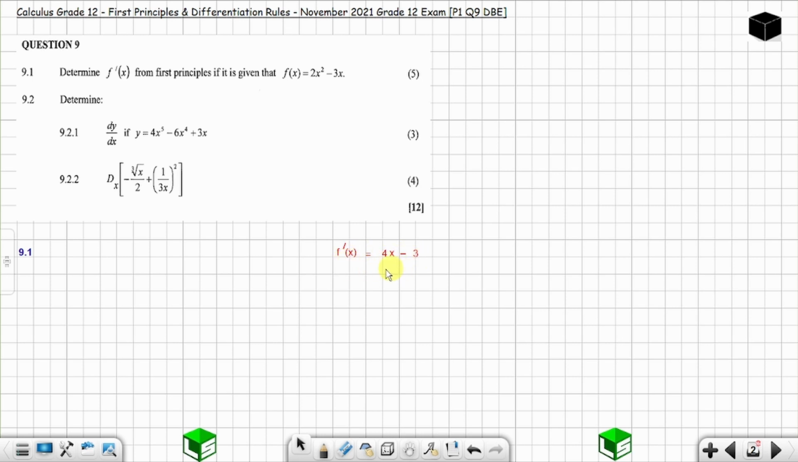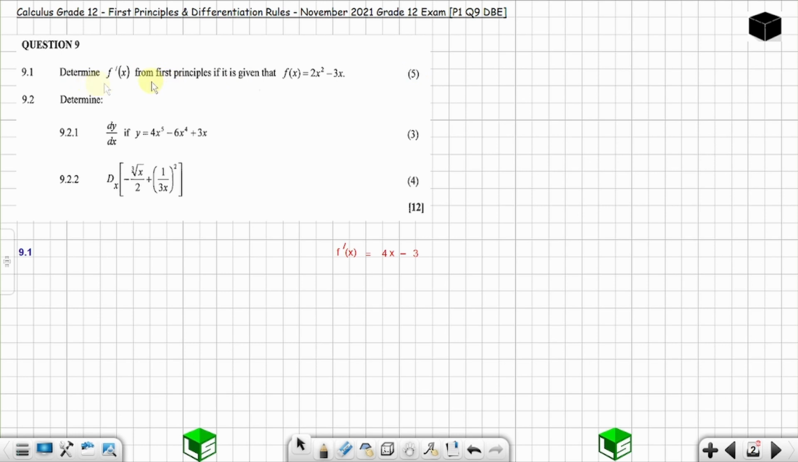Okay, you get this using the rules of differentiation. But the question says determine f prime of x from first principles. Okay, using first principles, you expect to get the same answer as this. You have to get this as your answer, even if you use the first principles. Okay, now let's answer the question.